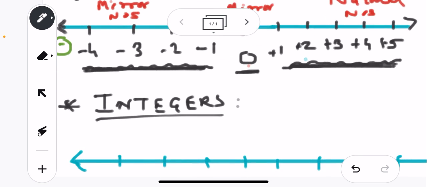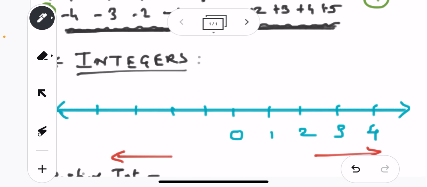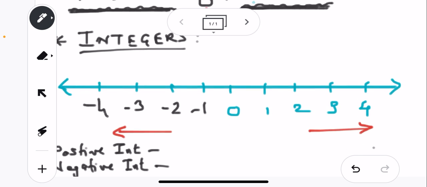Now here, this is a number line. Here we write 1, 2, 3, 4 on the right hand side, and negative numbers like -1, -2, -3, -4, etc. on the left hand side. So this set of numbers, that is -4, -3, -2, -1, 0, 1, 2, 3, 4, they all are called integers. So this new set of numbers is called integers.